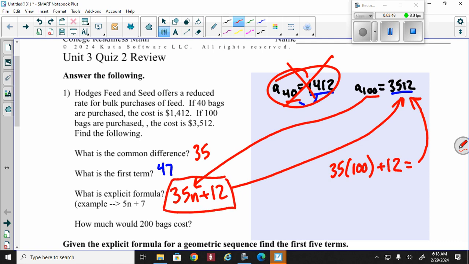All right. How much would 200 bags cost? Well, that's easy. Just take 200, plug it in for n. So 35 times 200 plus 12. I think it's going to be like 712. Oh, my bad. 7,000. That's right. Sorry, 7,000. So 7,012. There we go. There's my answer.